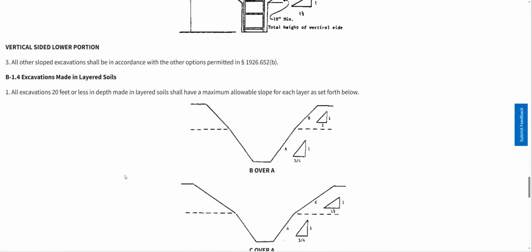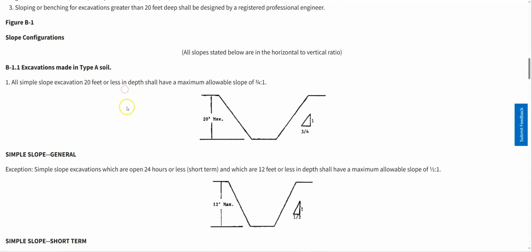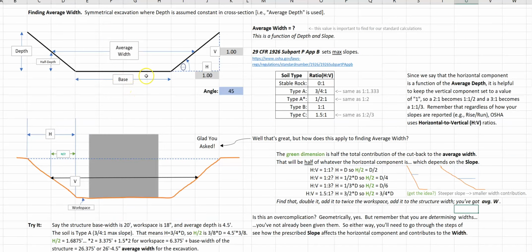Okay, so I won't spend too much time on this. I just wanted to show you where these ratios come from, and we really will focus primarily on table B1 with those maximum allowable slopes based off of soil type. So let's take a look at this calculator again. Wanted to show you a little bit about these soil types and the ratio. So let's say these are horizontal to vertical components, which you might not be familiar with as a way of reporting slope. You might think of rise over run, which is vertical to horizontal. So be very careful on that as you're interpreting it.